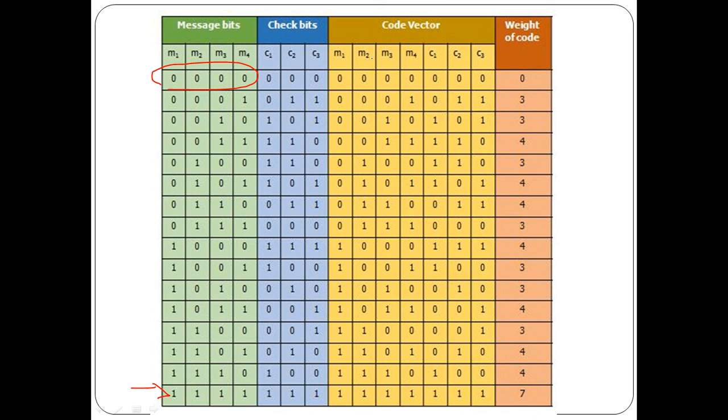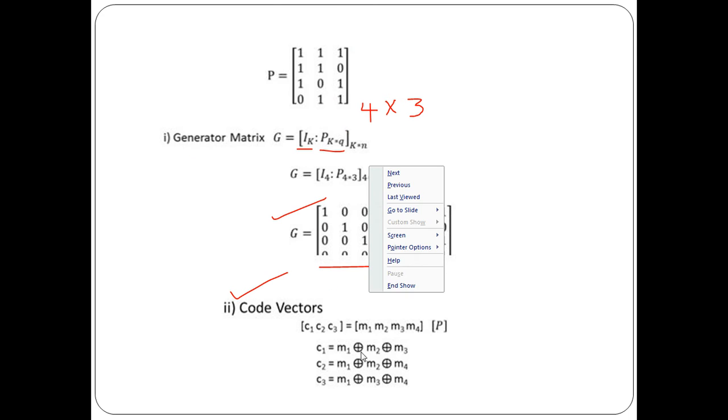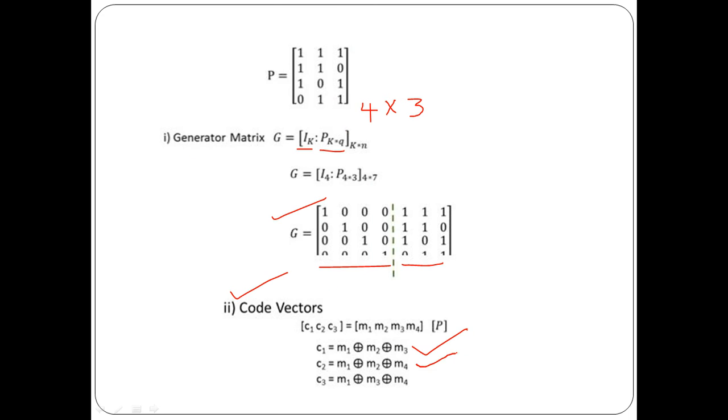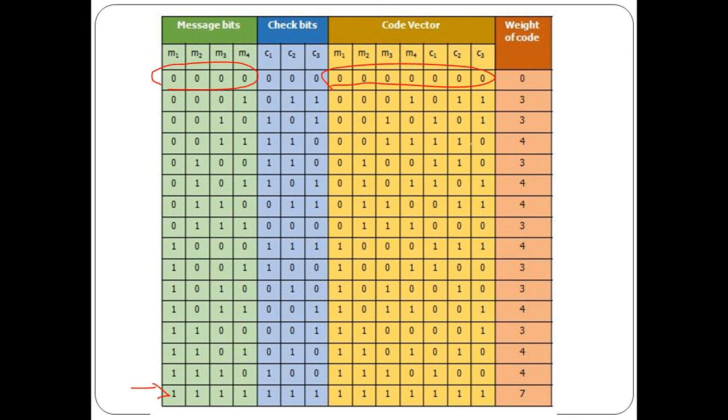Later we will form a code word after finding the check bits from the equations we got in the previous slide, from C1, C2, C3. Combined, we write it as a code vector. Here we have given an extra column, which is called the weight of a code. The weight of a code means the number of ones in that code. Here in this code, 4 ones are there, so the weight of the code is 4.